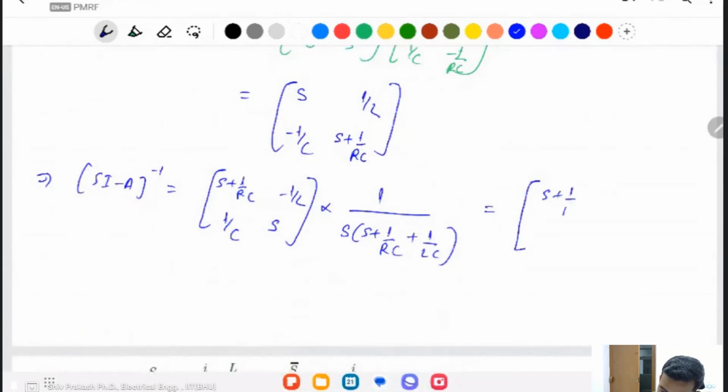S into S plus 1 by RC, minus of minus 1 by L into 1 by C, is S square plus S by RC plus 1 by LC.